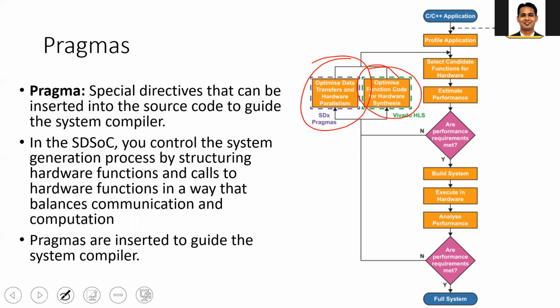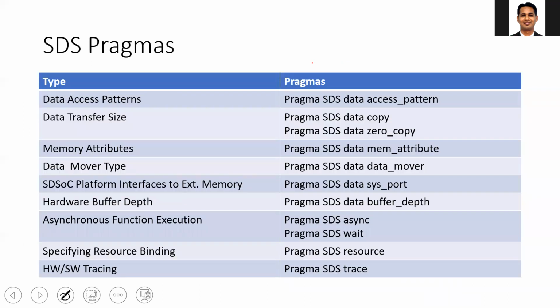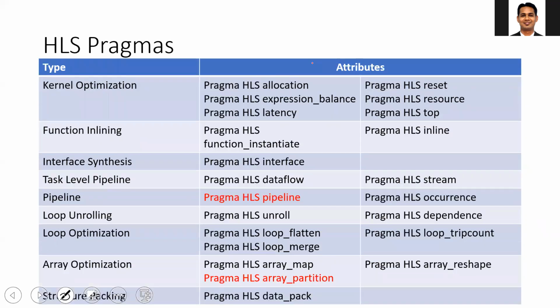Okay, so the pragmas are used to guide the compiler, and that's why an in-depth understanding of the pragmas is important. For example, there are two types of pragmas. One is the SDS pragmas, which are used for the data motion networks and how the PS communicates with the hardware, and the others are the HLS pragmas, which are used to optimize the hardware.